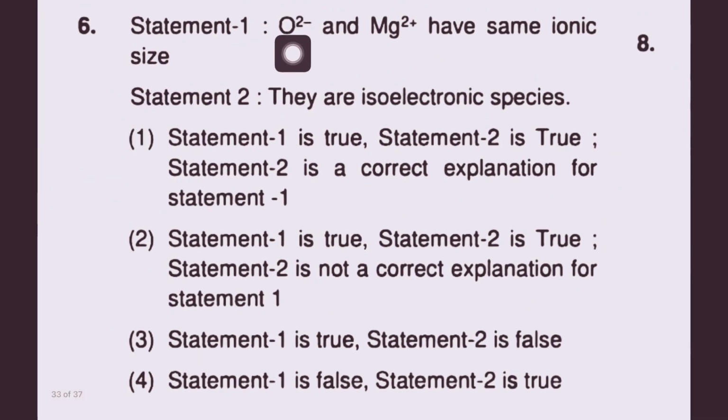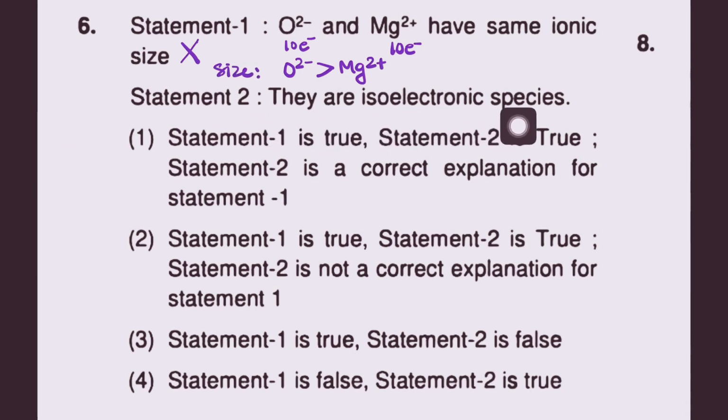Question number 6. O2 minus and Mg2 plus have same ionic radii. That is incorrect because they have same number of electrons. They are isoelectronic. They have 10 electrons. But if you talk about the size, O2 minus will be bigger in size than Mg2 plus. This is the ionic size.